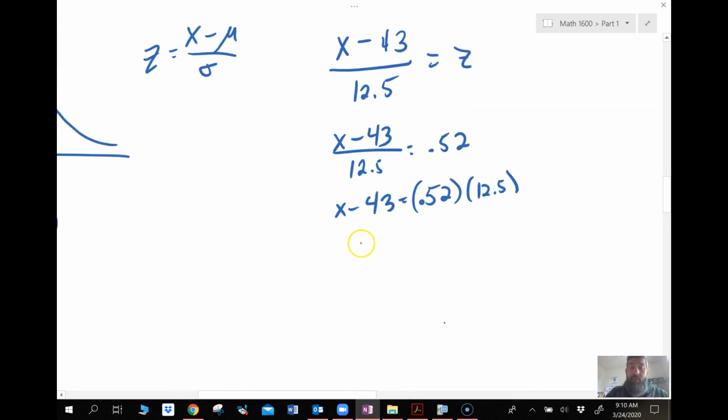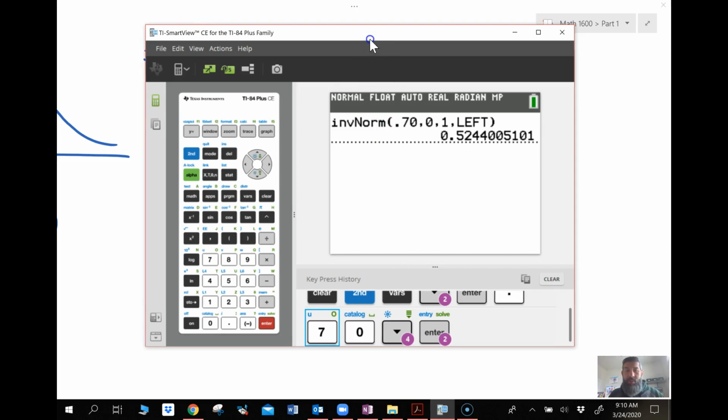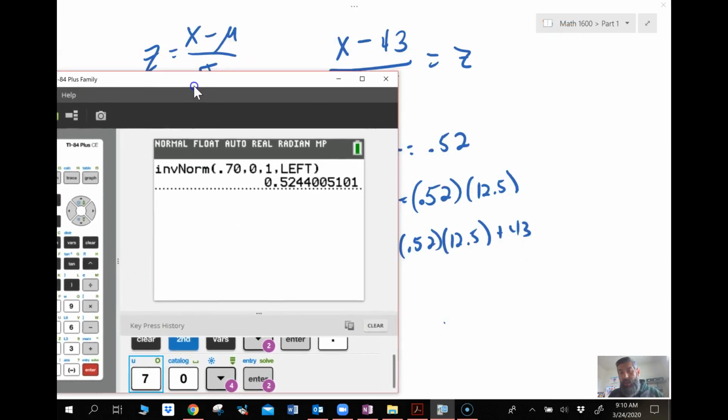And then I'm going to add 43 over. Okay, so this is just some algebra. I know some of you are like, I was told there wouldn't be any math in this class. Well, it is a math class, right? Okay, so we're going to do some, what have we got here?